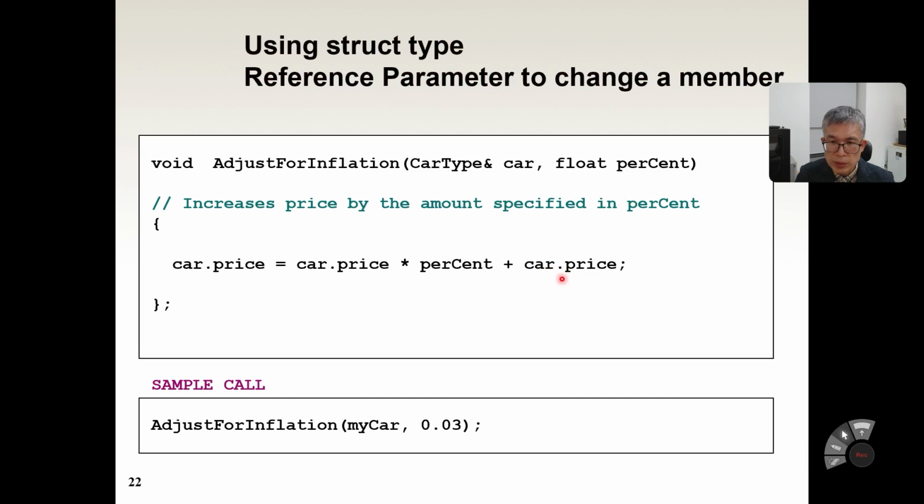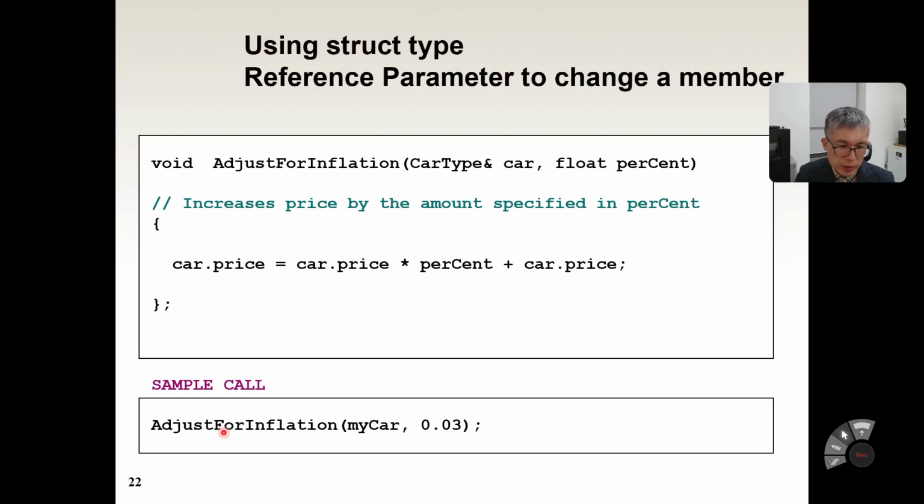Okay, also this is the increased one, this is the original one, and then car.price value is updated by this increase. Okay, so we are using the reference. So the car's original value is also updated like that.